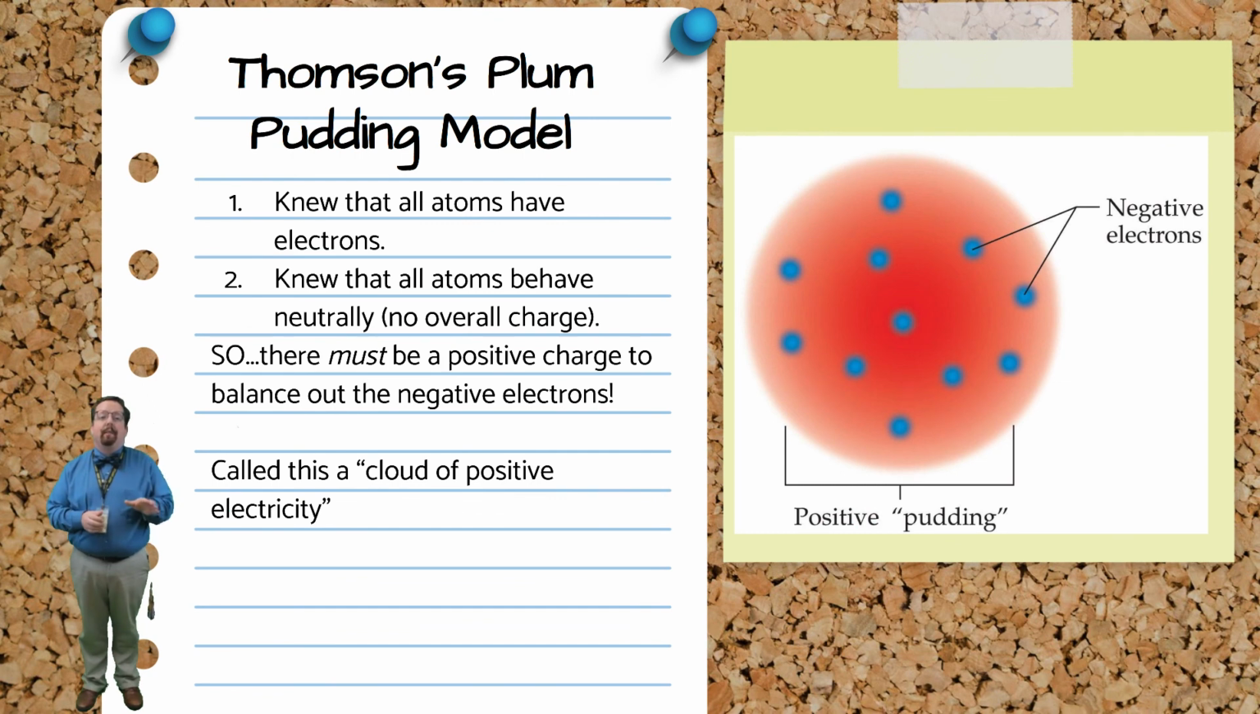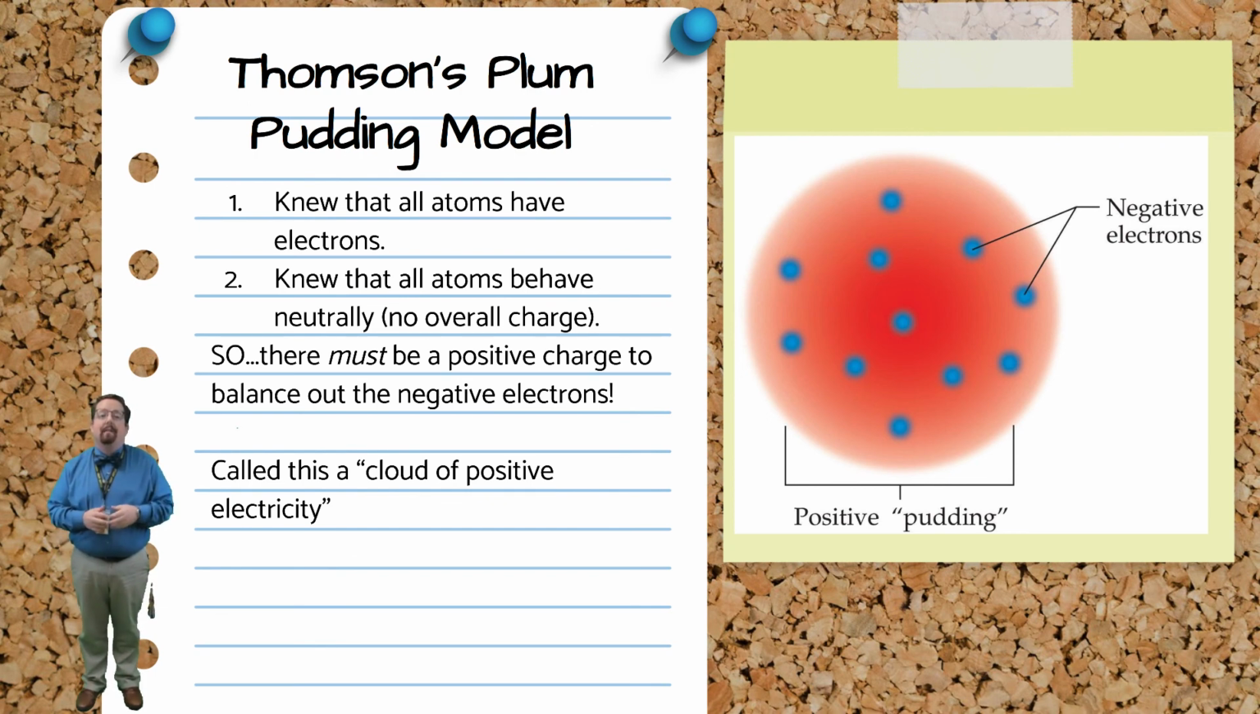Before we move on to Rutherford, let's talk about Thomson's atomic model. Thomson discovered the electron, and he knew that every atom had electrons. He also knew that atoms behave neutrally. They don't have a net charge. That means there must have been something with a positive charge to balance out those negative charges from the electrons.